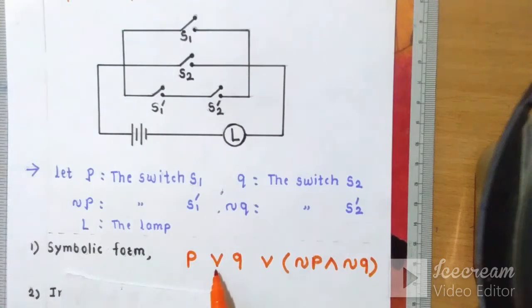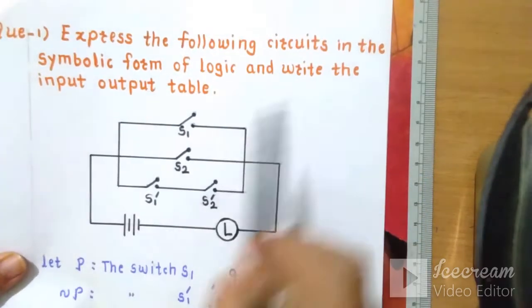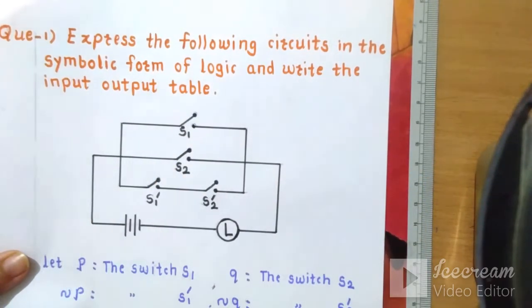S1 dash means negation P, series, so we will use the conjunction symbol, and again S2 dash means negation Q. So again here also disjunction, here also disjunction, so by associativity we will consider these 2 statement letters together, and so write down here bracket. This is the required symbolic form. Now again read the question and write the input output table.